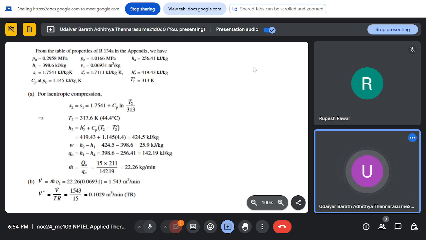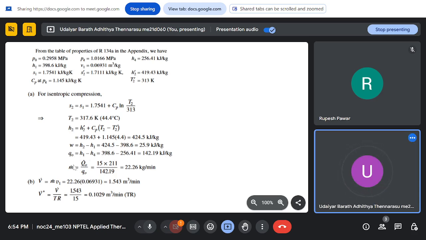So the work done across the compressor is H2 minus H1, and that will come out to be 25.9 kilojoule per kg. The heat taken in the evaporator is H1 minus H4. H1 is your inlet to the compressor or the exit of the evaporator, and 4 is your inlet to the evaporator, so that enthalpy we have already found out. Substituting that, we get the specific cooling capacity as 142.19 kilojoule per kg.